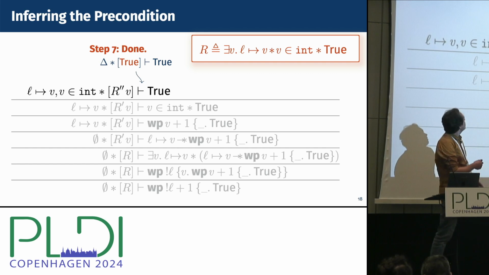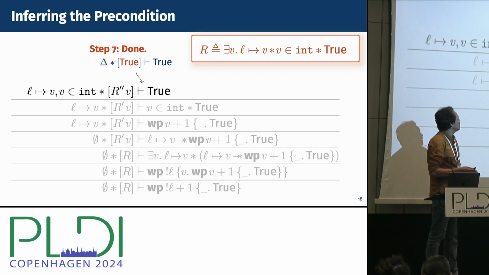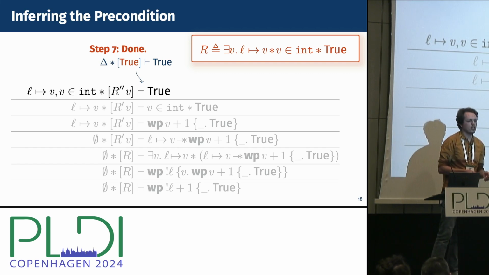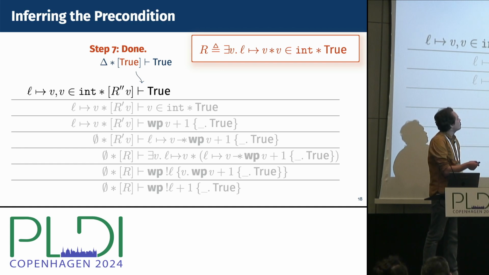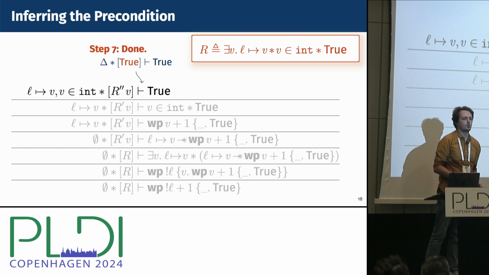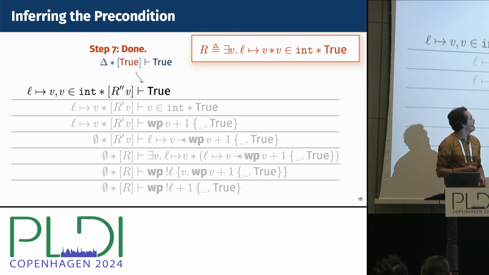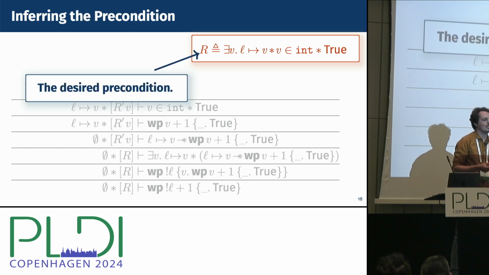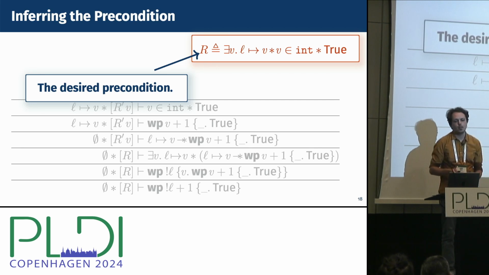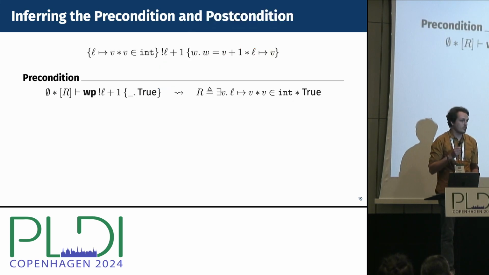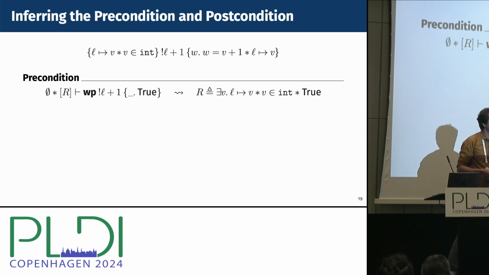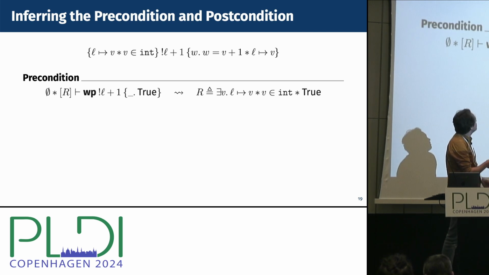At this point, the only thing that's left to prove is true, and so we're done. And we can finish off our precondition by just saying, okay, there's true here. And that is, in fact, the precondition that we set out to infer. Now, that was only the precondition. Remember, we wanted to infer the entire triple, so pre and post.